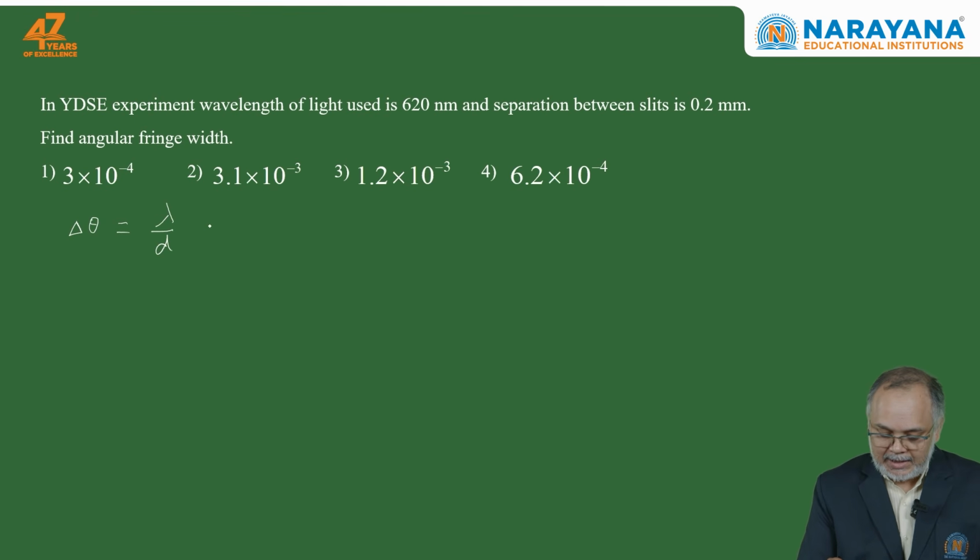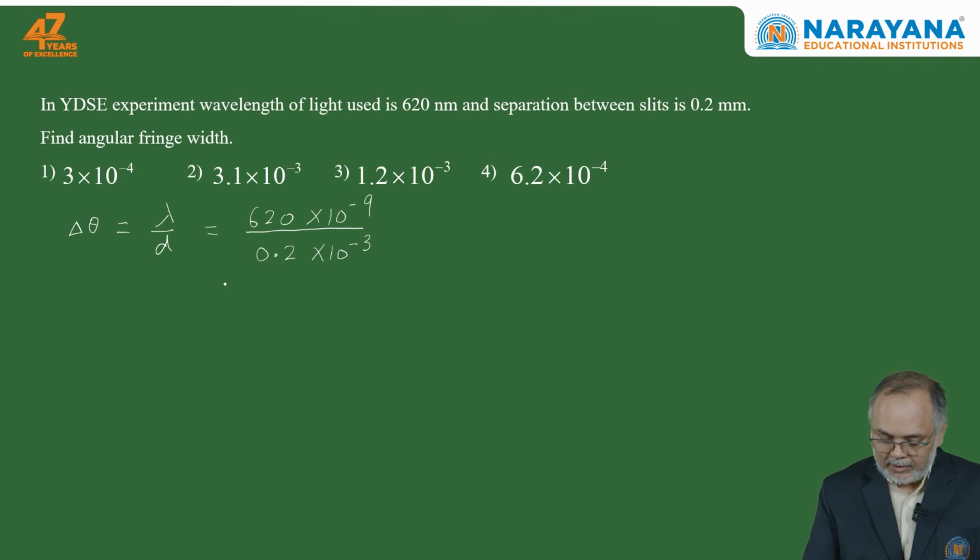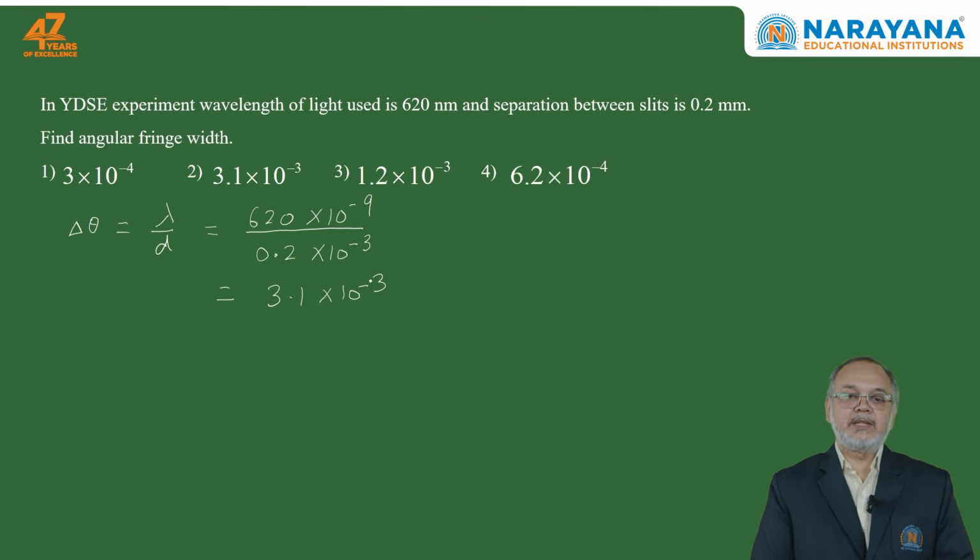The value of lambda is given here, that is 620 into 10 to the power minus 9 meter upon 0.2 into 10 power minus 3. This is the value of small d. So from here we'll get the value of angular fringe width. If you solve it, we'll get this value, 3.1 into 10 power minus 3.